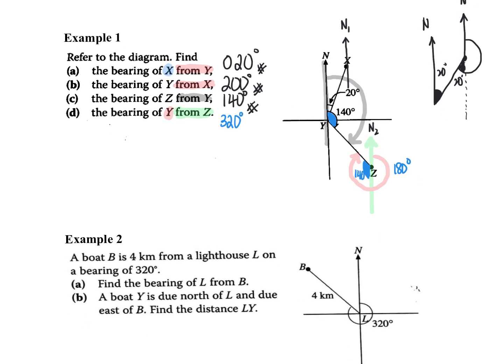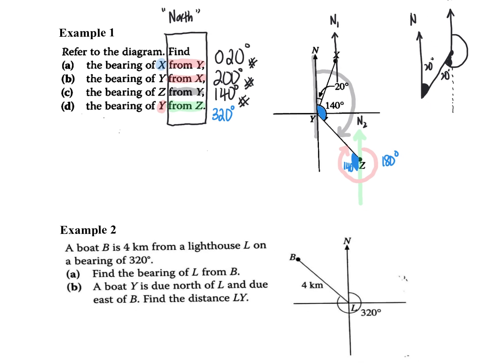Okay, so most importantly is where you are standing. They will always tell you from where. This is where your North Pole is, your north direction is. You are drawing your North Pole from that point. Then start turning.